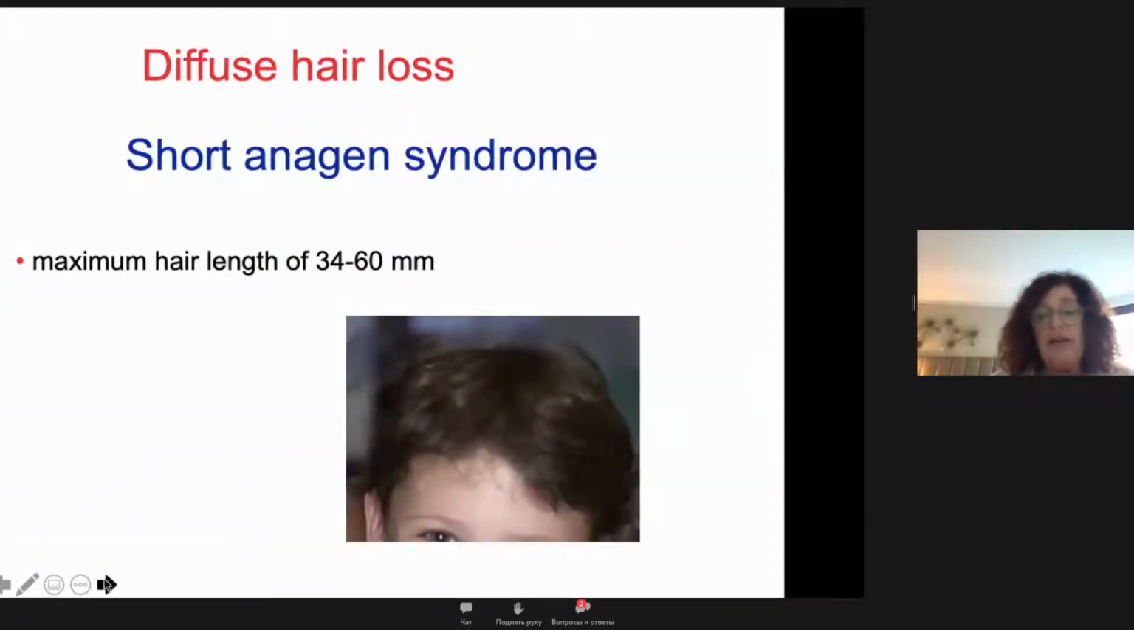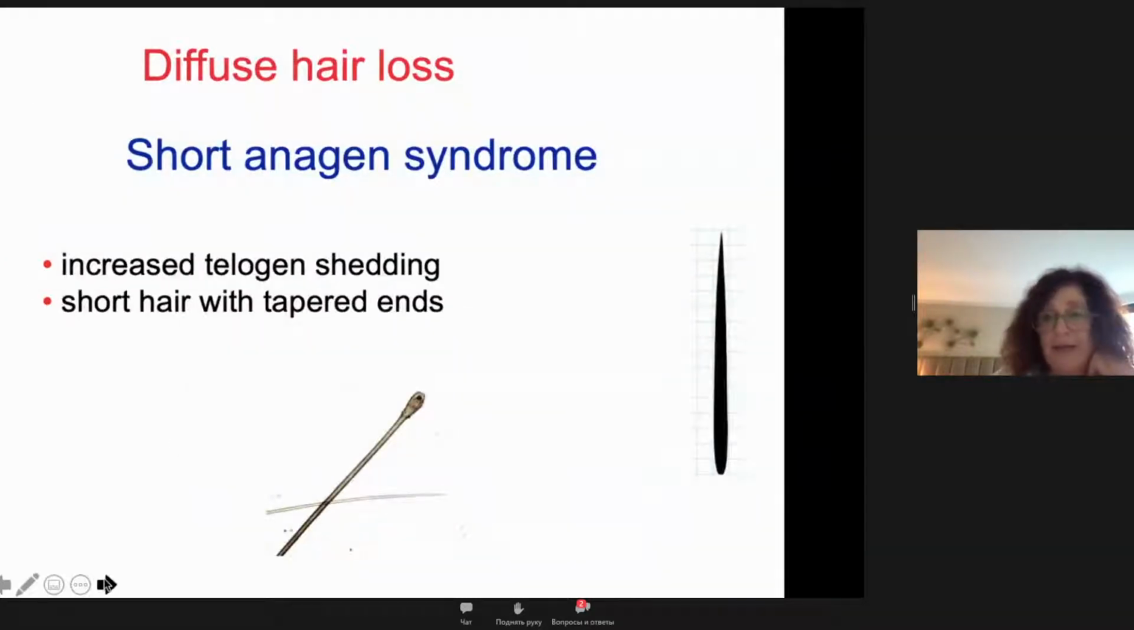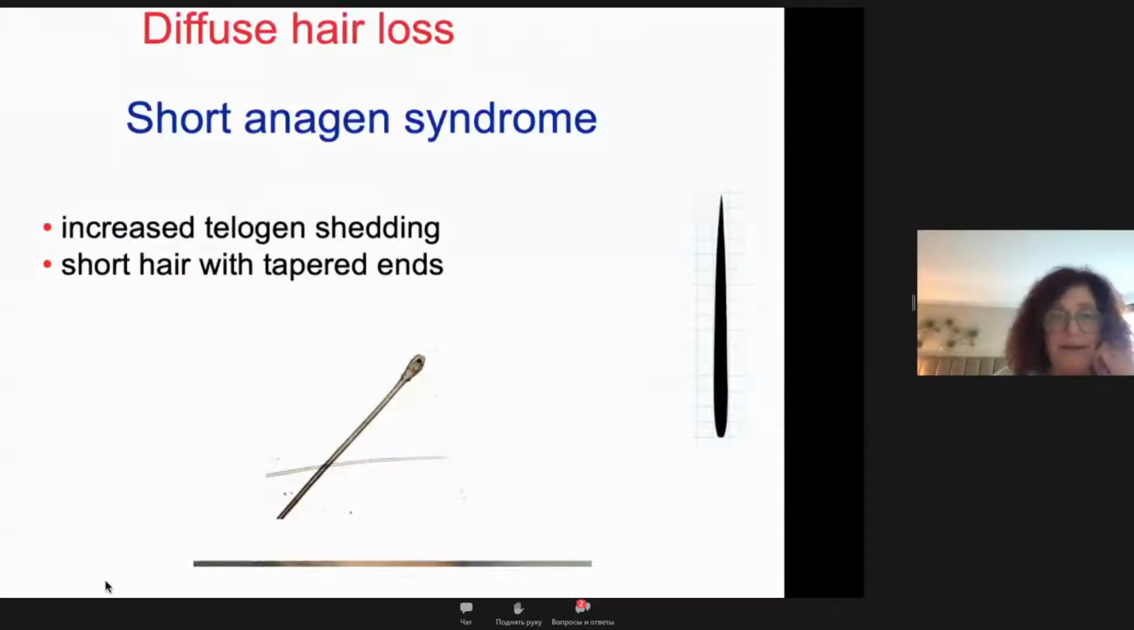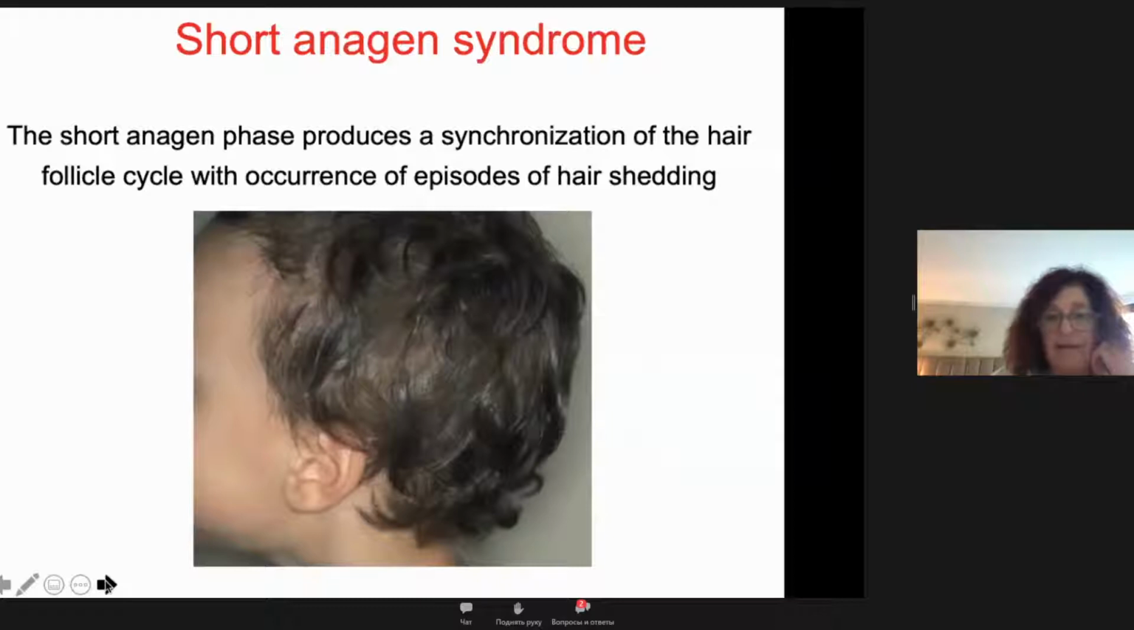Then we have the short anagen syndrome. This is a disease that has been typically described in children, but may occur as well in adults. And here the complaint is different: the hair doesn't grow long. And you have increased shedding of telogen hair, and you make the diagnosis because all of those hairs are short, less than 5 centimeters. So there is a synchronization of the hair cycle because the hair cycle is shortened, as for instance in androgenetic alopecia, and so the hair doesn't grow long, and there is a kind of diffuse thinning.